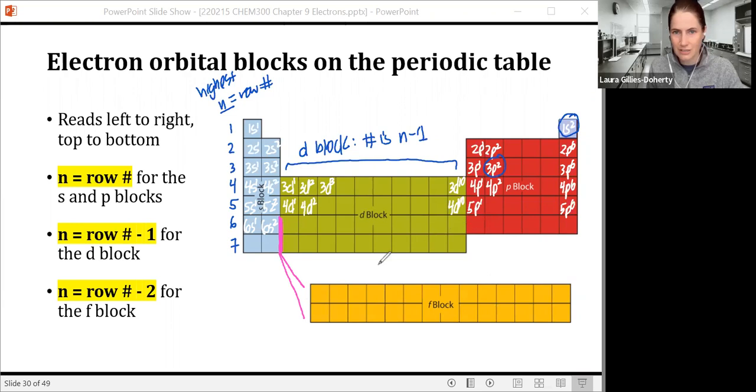So when you fill across here, like let's say we wanted to write the configuration for whatever this element is here, cerium, you fill across, 6s1, 6s2, and then you have to drop down here, and we're in the F block. And the F block, it's numbered as n-2. So in the F block, we're in an n of 6. This would be 4f1, 4f2, 4f3, all the way across. And remember, an F subshell holds 14 electrons. So this would be 4f14, and then it's filled up.